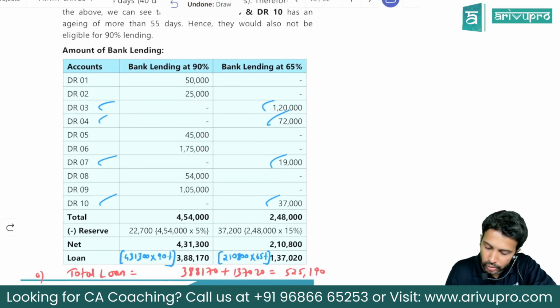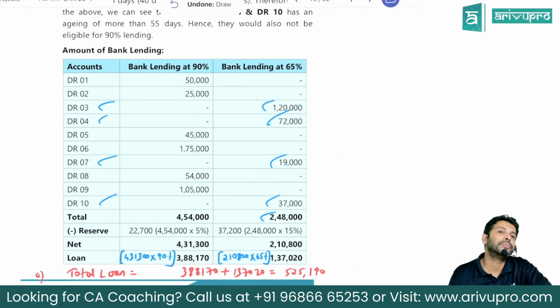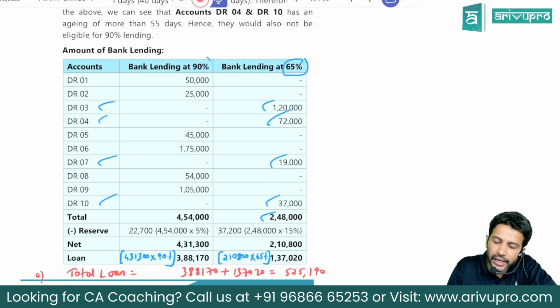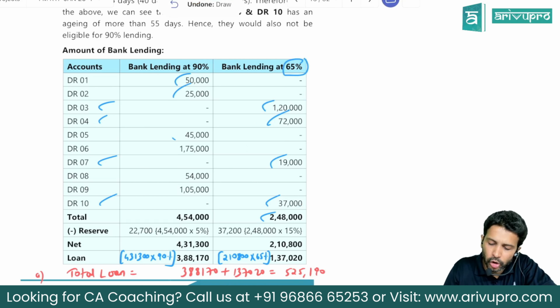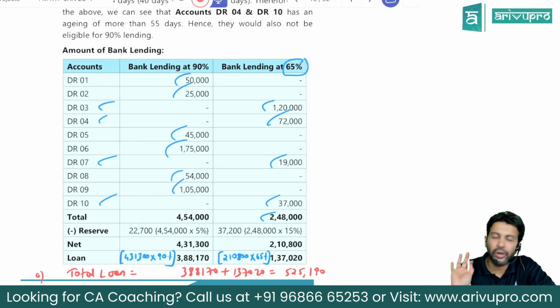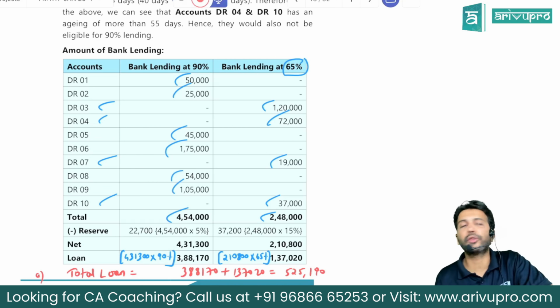Adding all this, you will get 2,48,000. These 4 debtors come in which category? The 65% category. The remaining 6 will come in which category? 90%. You copy all that amount from the question. Is that okay with you? If you sum it up, you will get 454.